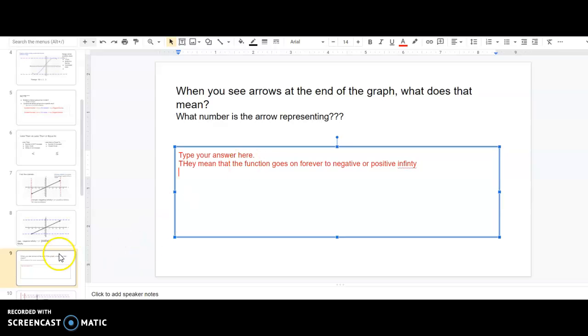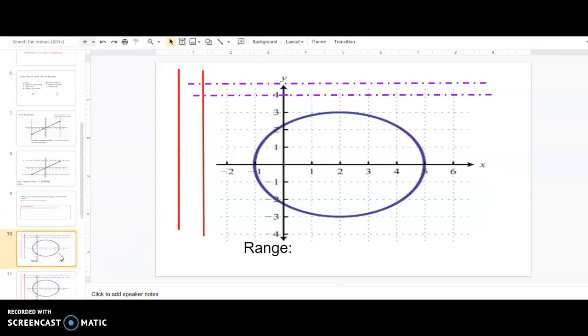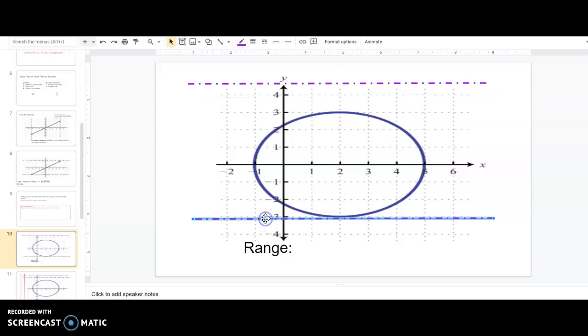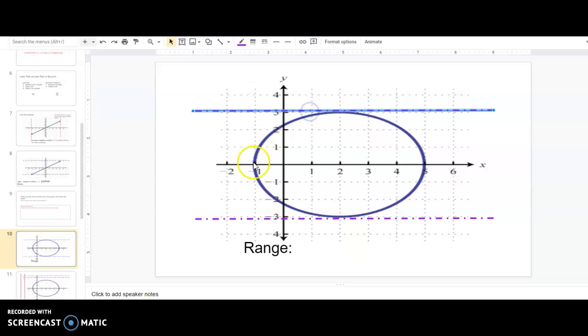All right. So let's go ahead and try this one. We're going to do the range. So again, you're doing from the bottom to the top. So which lines do you not need? I don't need the vertical ones. I need the horizontal ones. And we're going to drag this one down to the bottom like this. Where does it stop? It stops right there. And then I'm going to drag it to the top. Where does it stop? It stops right there. That's the highest point on the circle.